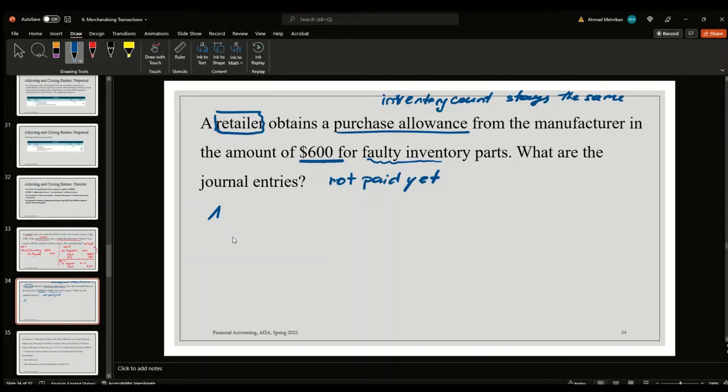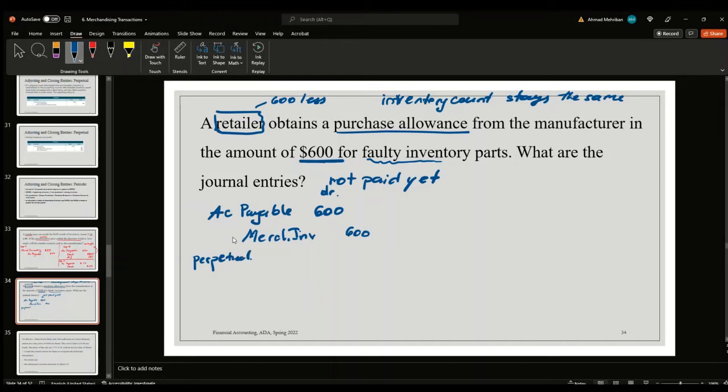So now that the allowance has been made, the retailer has to pay $600 less. So we have to reduce the account payable account by 600 through the debit side. Yeah, this is a debit side. And what else goes down is our merchandising inventory. Merchandising inventory is going to go down also $600. Now, again, this is the perpetual inventory method. This is perpetual.